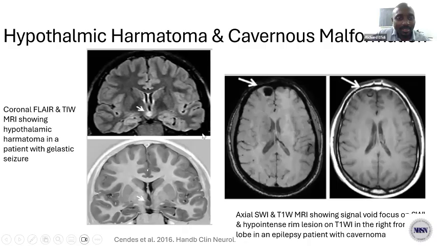Then hypothalamic hamartoma is also an important cause of epilepsy, which characteristically causes gelastic seizures, which is classical. Then cavernoma is also an important cause of focal epilepsy. It's best appreciated on susceptibility weighted image, as we can see, and it occurs as a focal area of signal void, as in this case.